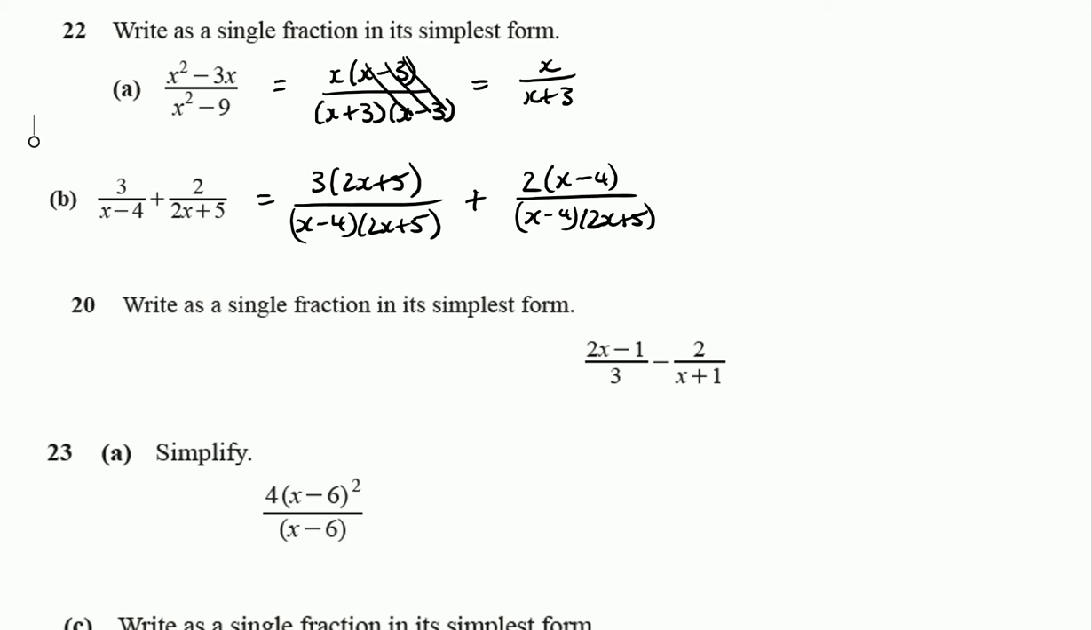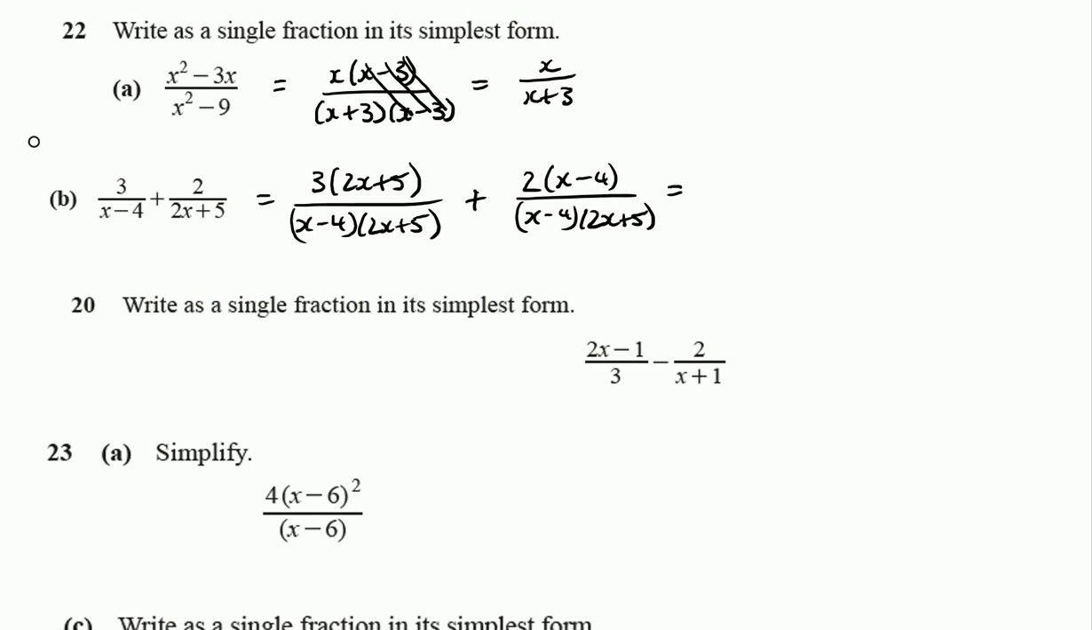This trick always works for numerical fractions as well. If I was adding together 2/5 and 4/7, I would simply multiply top and bottom of this fraction by 7, and then I'd multiply top and bottom of this fraction by 5. I would end up with a common denominator of 35, and I could continue working. So this is just the same thing with bigger stuff.